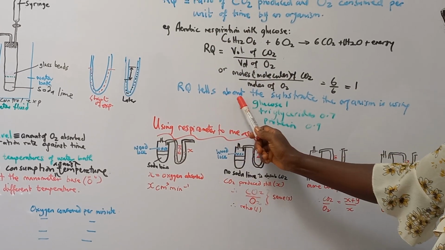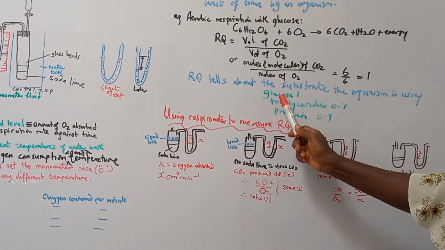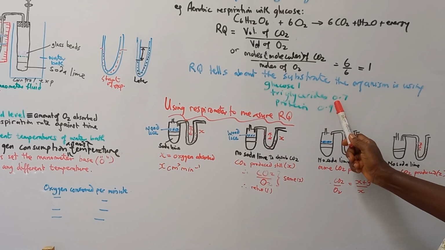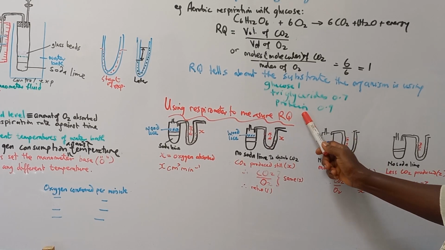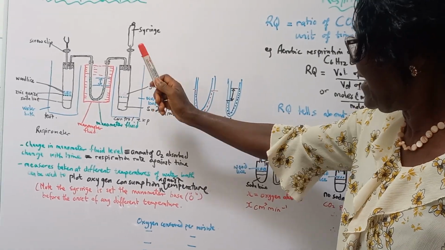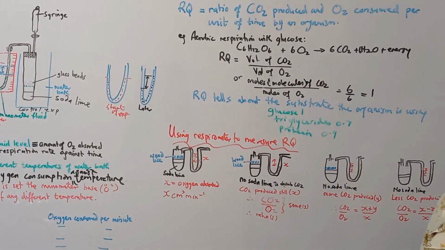The respiratory quotient tells us about the substrate the organism is using, because glucose will give 1, triglycerides, fatty acids, will give us 0.7, and protein will give us 0.9. The respirometer can be used to calculate the respiratory quotient, and this is how it is done.